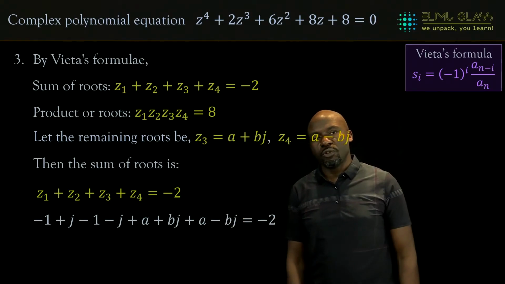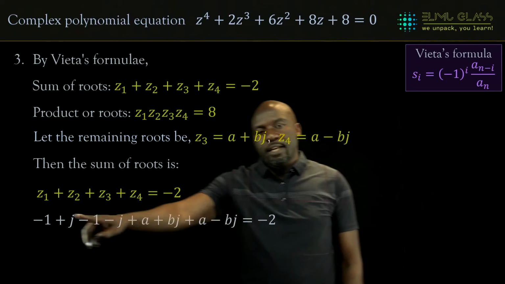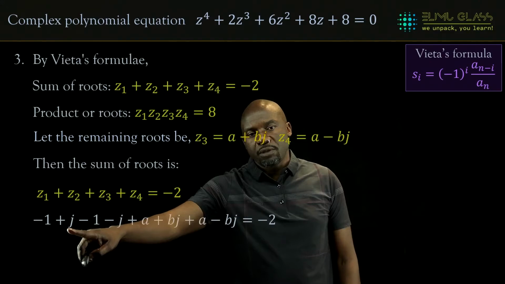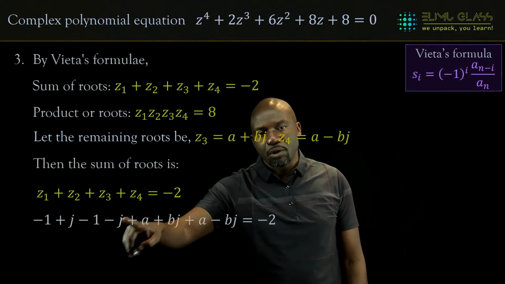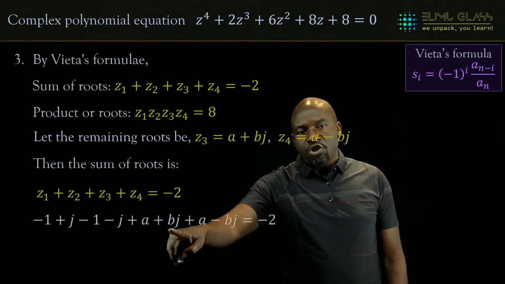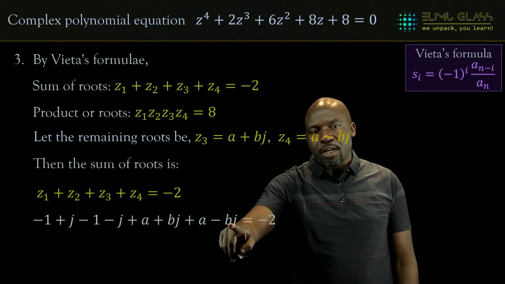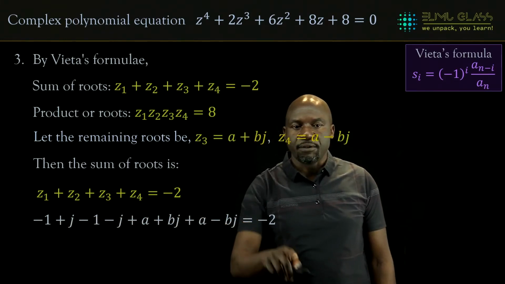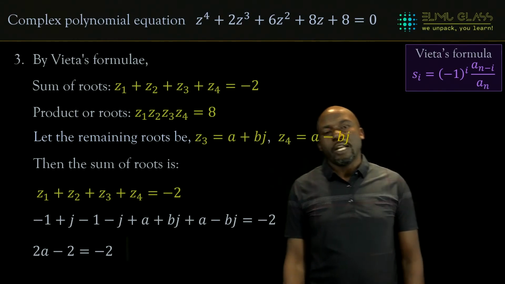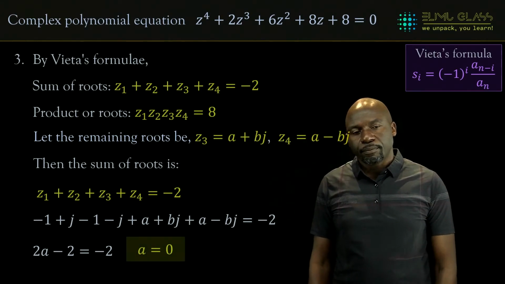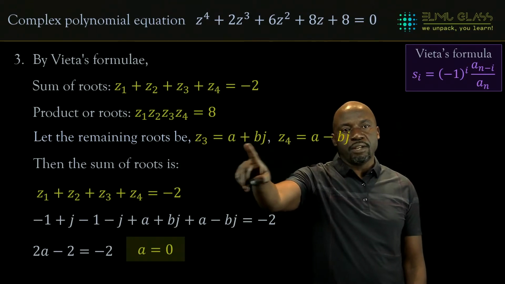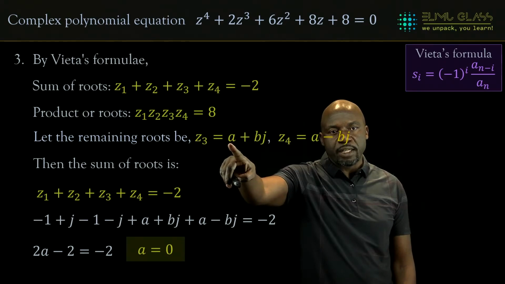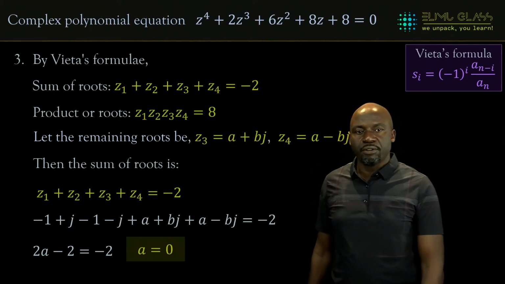If we add all that, we should get -2. Let's simplify that. As you can see, -1 and -1. This is positive j and negative j, so these 2 are going to cancel. Similarly, bj and negative bj are going to cancel, and we end up with 2a minus 2 is -2. And so clearly the value of a is 0. Okay, we are still left to find the value of b. In order to find Z3 and Z4, we know that a is 0 here. So what is the value of b?